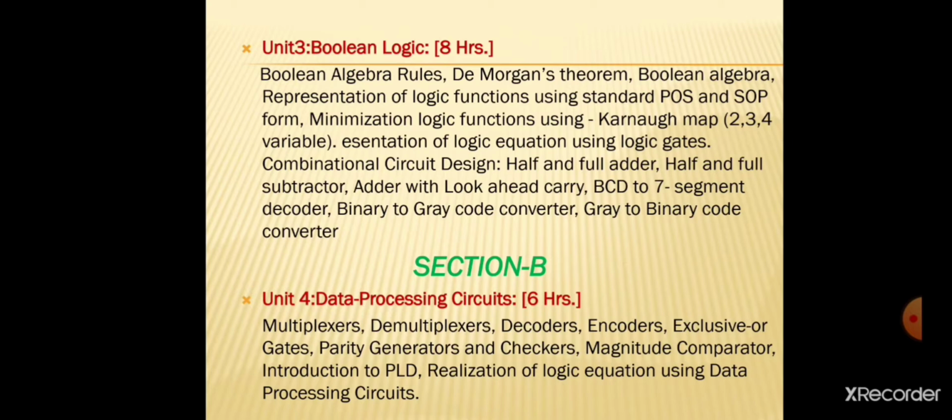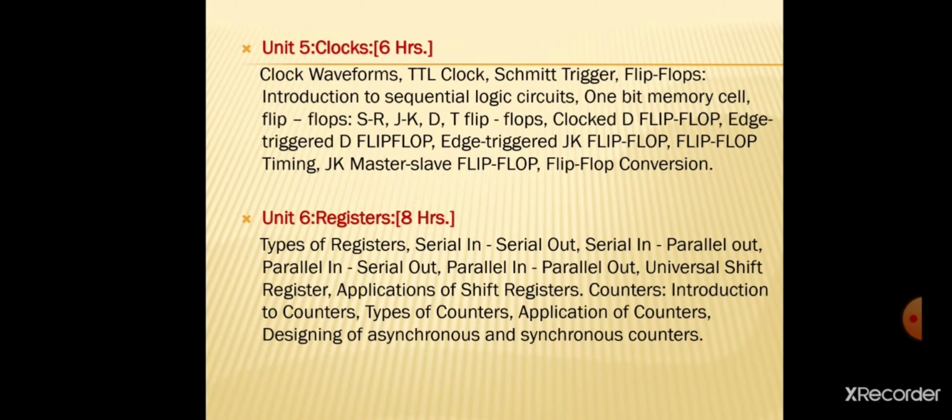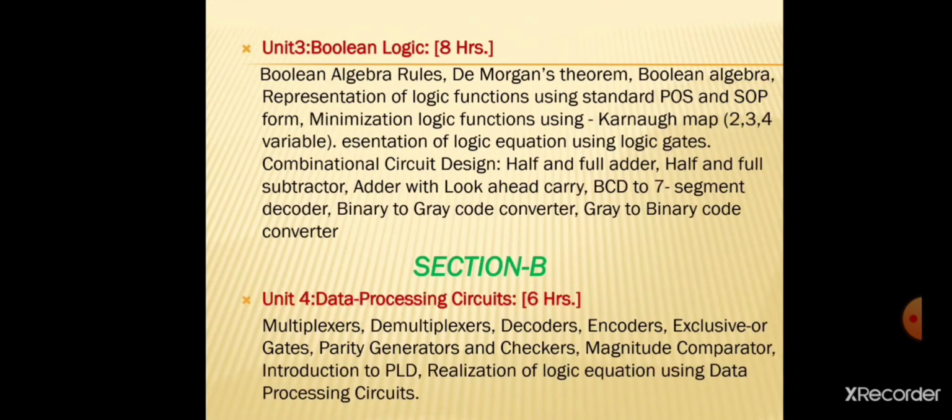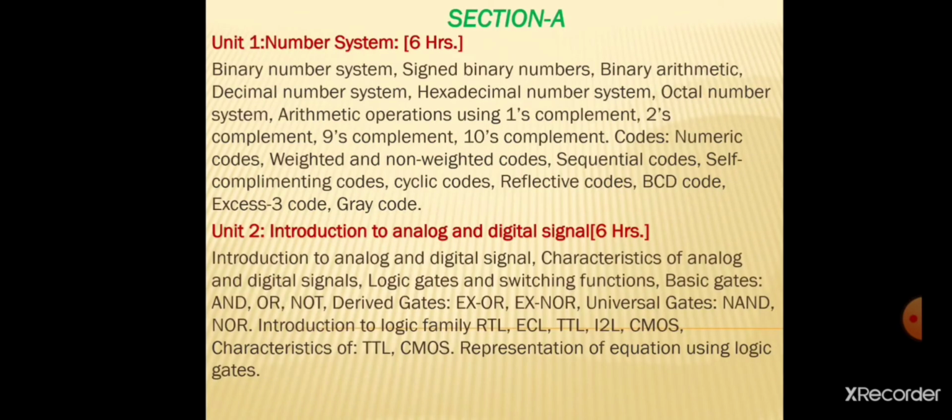Now section B. Unit number 4 of section B is data processing circuits, which is of 6 hours. Unit number 5 is clocks, 6 hours. And unit number 6 is registers, 8 hours. Okay, so going back to the first unit.